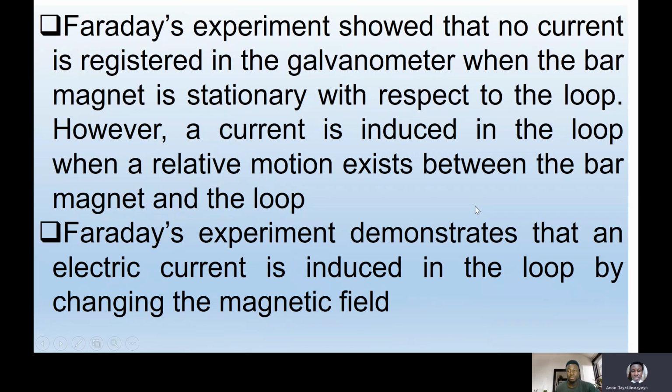Faraday's experiment shows that no current is registered in the galvanometer when the bar magnet is held stationary with respect to the loop. However, a current is induced in the loop when relative motion exists between the bar magnet and the loop. Faraday's experiment demonstrates that electric current is induced in the loop by changing the magnetic field.